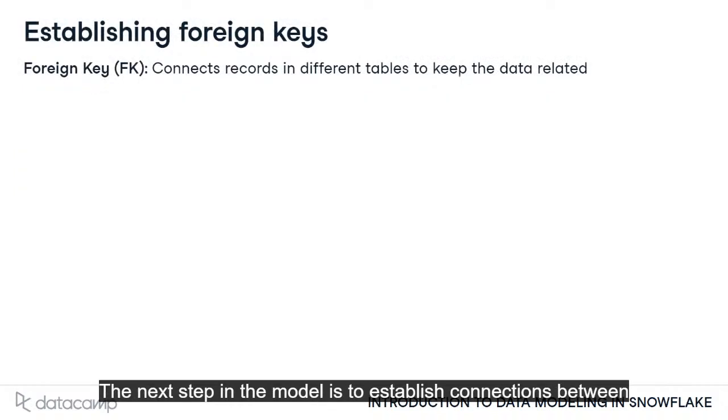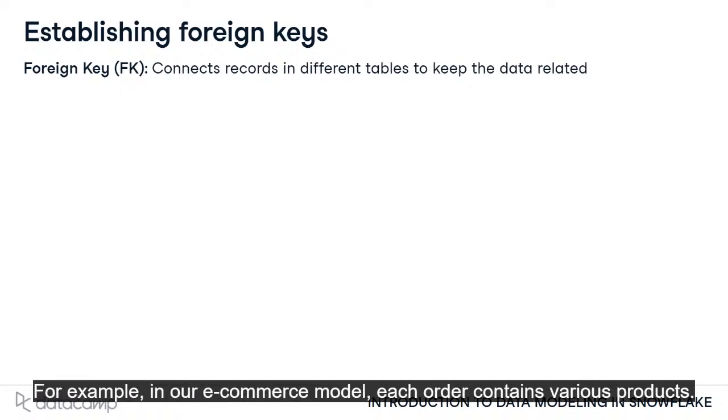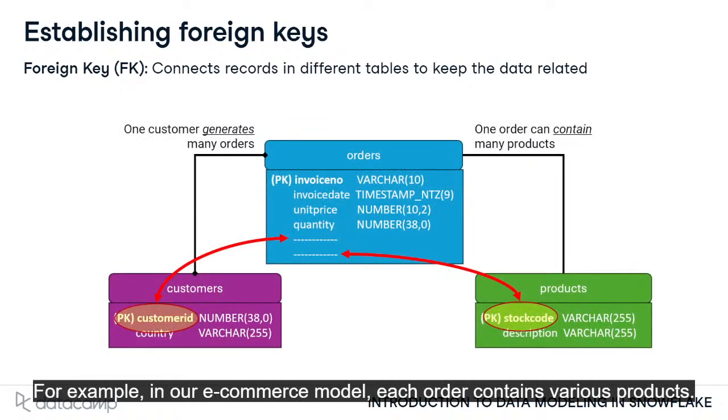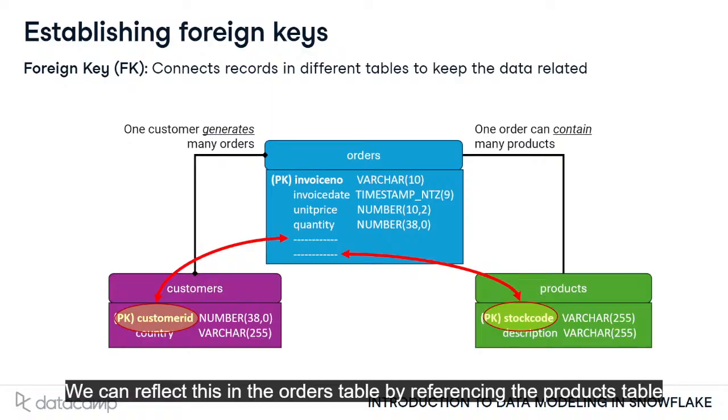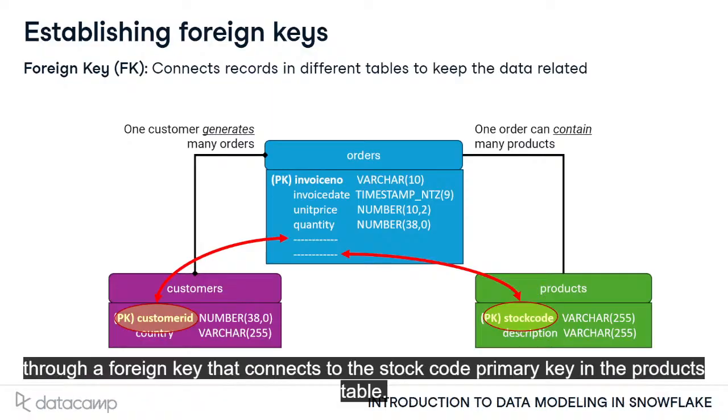The next step in the model is to establish connections between related entities using foreign keys, often abbreviated as FK. Foreign keys are crucial for creating relationships between tables. They create a bridge between tables using each table's primary keys. For example, in our e-commerce model, each order contains various products. We can reflect this in the orders table by referencing the products table through a foreign key that connects to the stock code primary key in the products table.